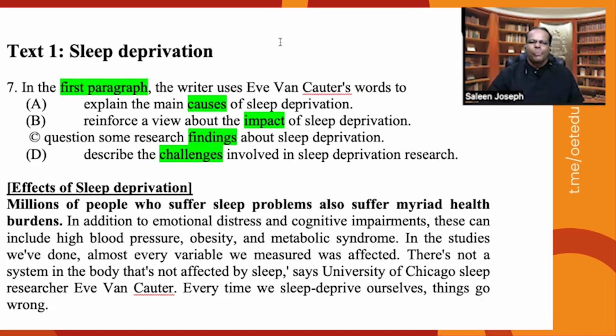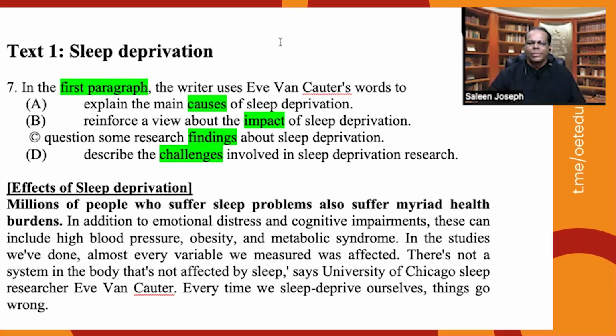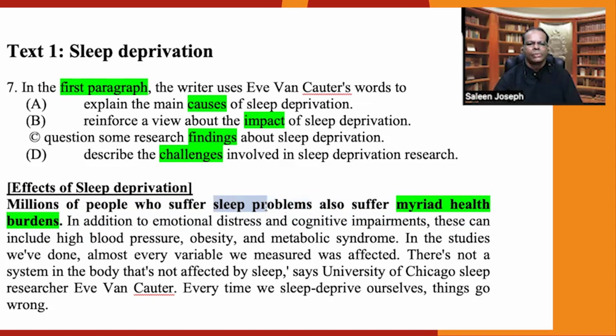Now you see sleep deprivation. Is it a cause or effect in general sense? Cause. Sleep deprivation. Is it a cause or effect? Effect. Okay. Now, since you have a confusion, we'll read the first sentence. Millions of people who suffer sleep problems also suffer myriad health burdens. Now, which is cause and which is effect? Health burdens, myriad health burdens, and sleep deprivation. Which is cause? Which is effect? Sleep deprivation is the cause and myriad health burdens is the effect.